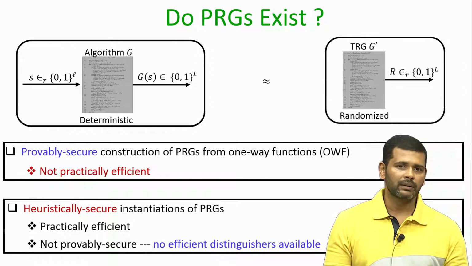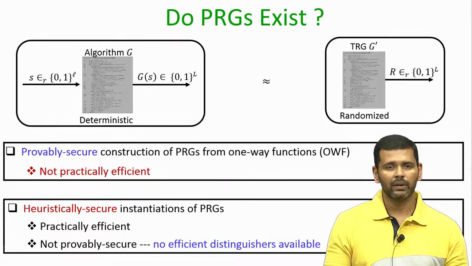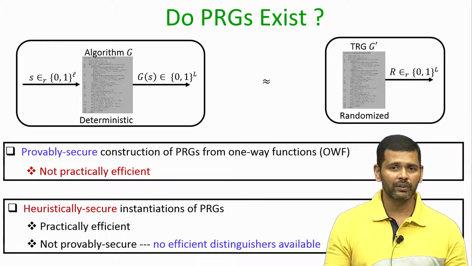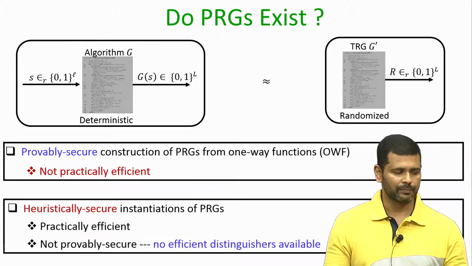On the other hand, there are practical instantiations of pseudo random generators, but unfortunately they are not provably secure. In the sense, we believe that they are heuristically secure because ever since their construction no weakness has been reported for such pseudo random generators. But the advantage of such heuristically secure pseudo random generators is that they are super fast. So, that is why in practice we prefer to use such an instantiation. The focus for this lecture will be the provably secure instantiation of pseudo random generators from one way function. In the next lecture we will discuss the practical instantiations of pseudo random generators.